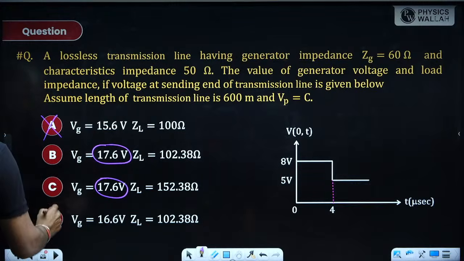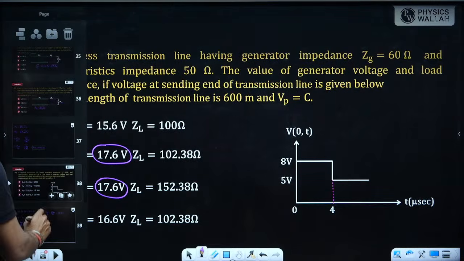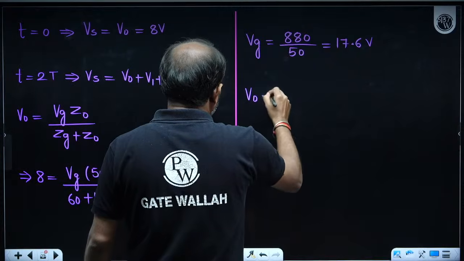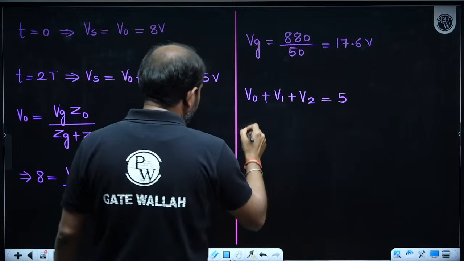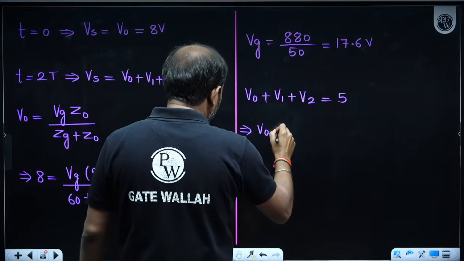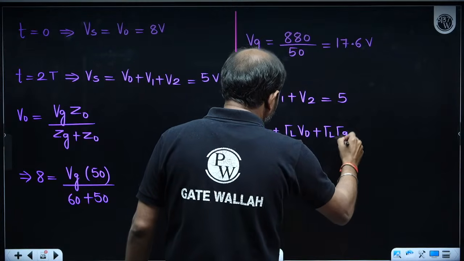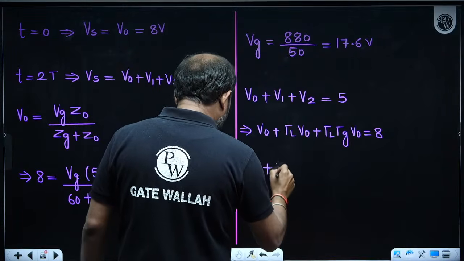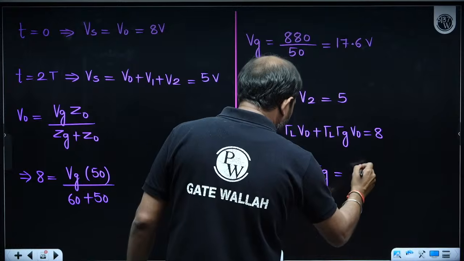This one is wrong. Then we have load impedance. They are asking for the load impedance. So V0 plus V1 plus V2 is equal to 5. V0 plus gamma L V0 plus gamma L gamma G V0 is equal to 5, so (1 plus gamma L) and gamma L gamma G is equal to 5 divided by 8.